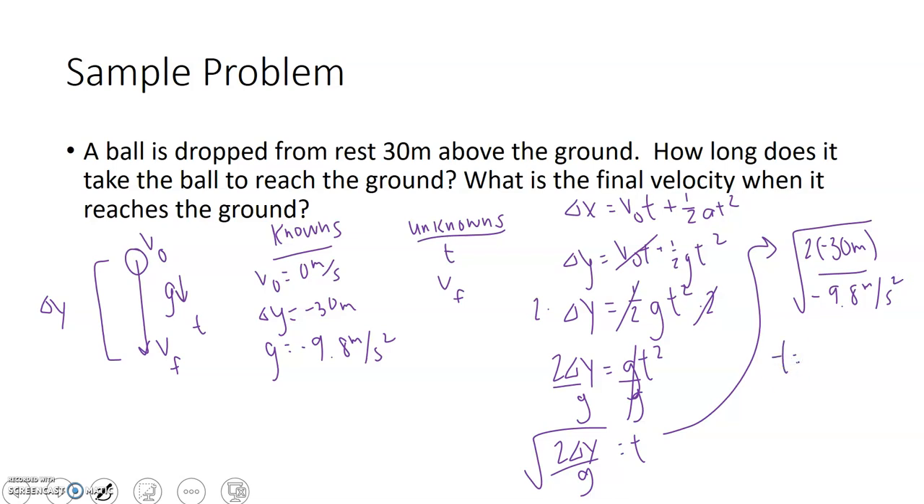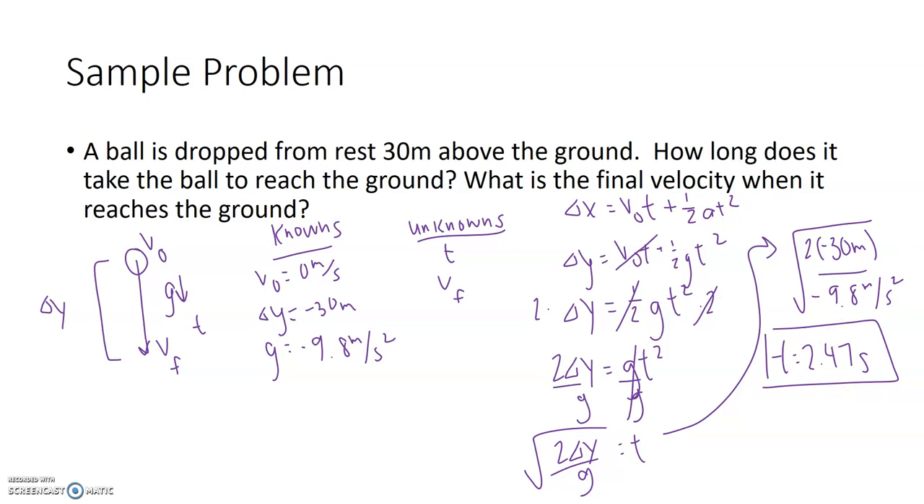So you should practice putting this in your calculator. This comes out to be 2.47 seconds. Remember, we're keeping 3 sig figs, so that's why I chose 2.47, not 2.5 and not 2.474.